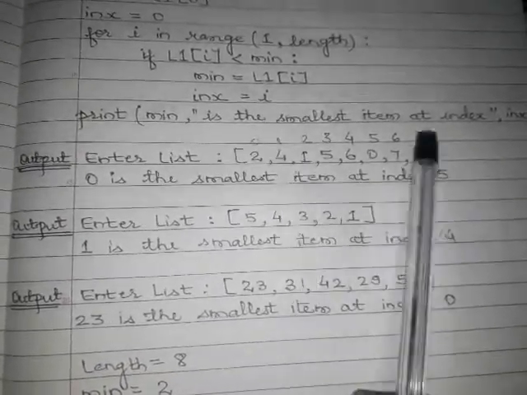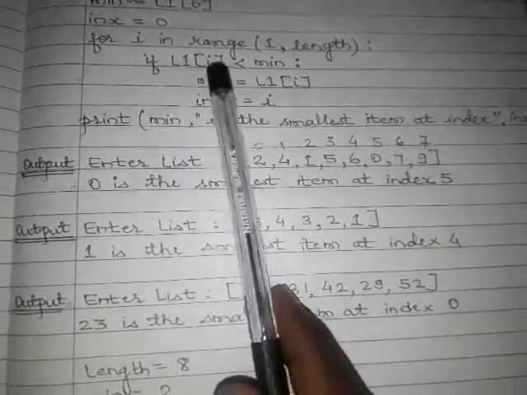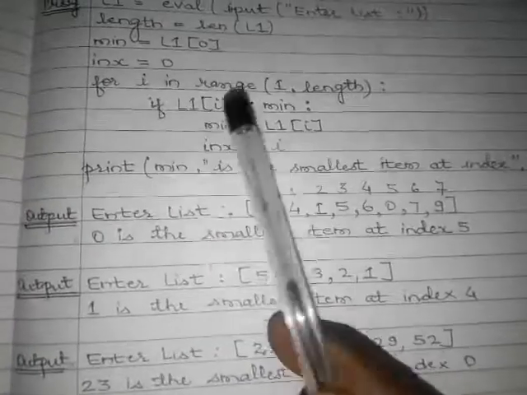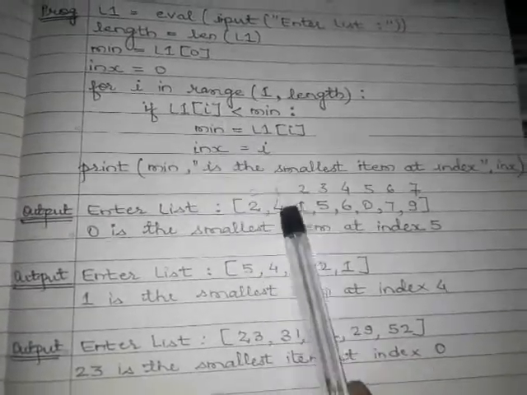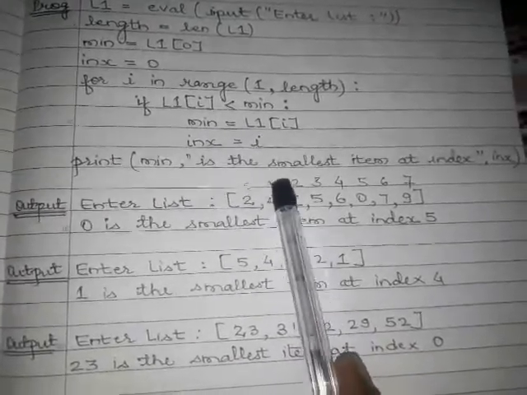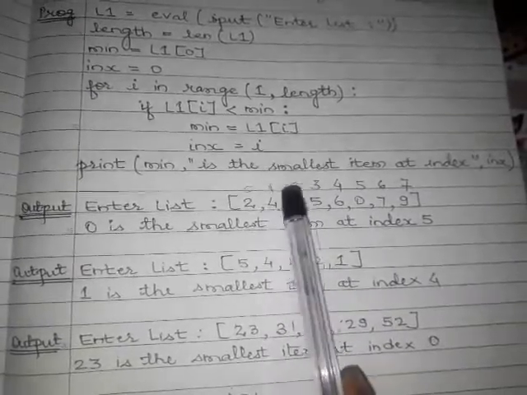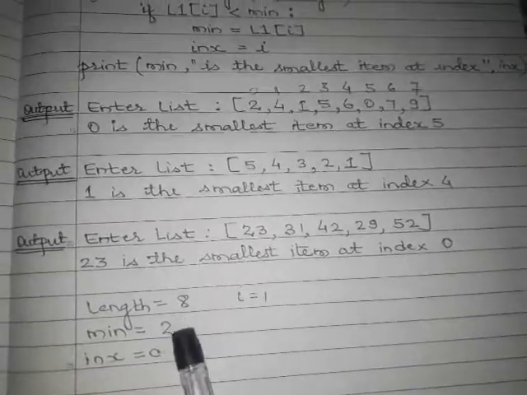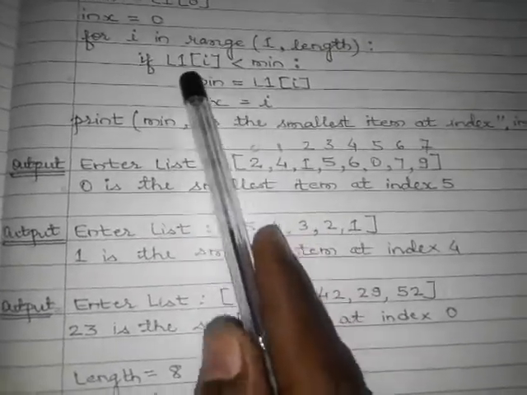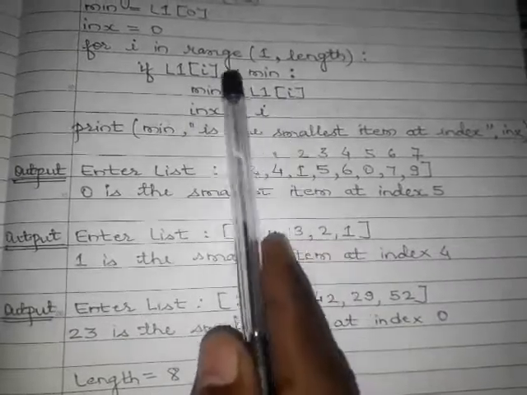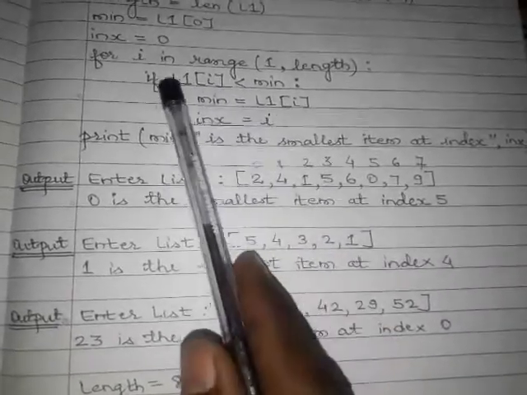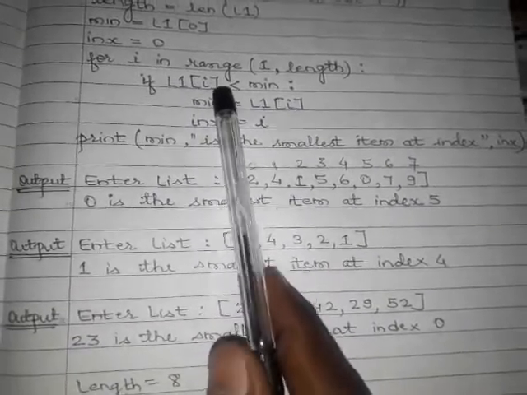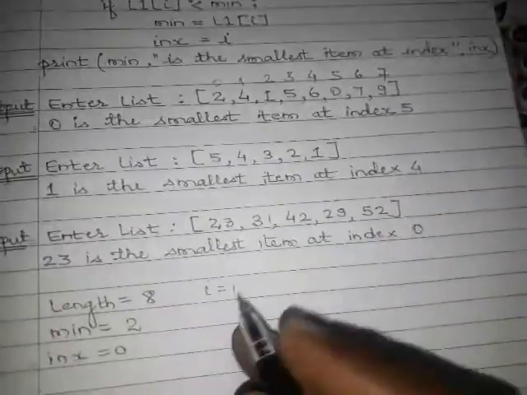Suppose I starts from 1. L1 of 1 is 4. This is the index; L1 of 1 is 4. If L1 of 1, which is 4, is less than minimum: 4 is less than minimum? No, this is false, because 4 is greater than minimum. So this statement is not going to execute, because this condition is false for L1 of 1. Now again I equals 2.